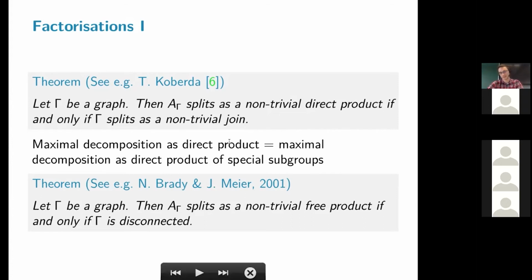So this is splitting as a direct product. Going to the same notion for free products, we have a similar result, namely your graph splits as a free product if and only if your graph is disconnected. So in other words, if you take two graphs together and see them as one graph, we saw that the resulting right-angled Artin group is a free product. And conversely, if your group splits as a free product, then your graph must look like at least two other graphs put together. So it has two connected components.